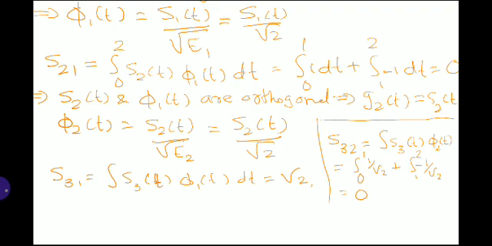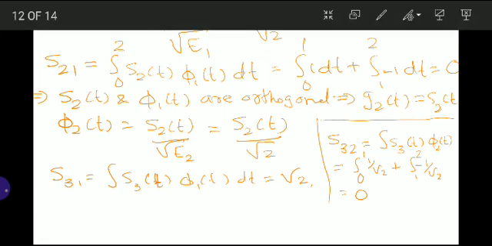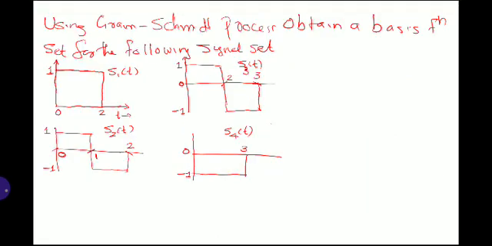The intermediate signal G2 of t is S2 of t itself, because the coefficient S21, the projection of S2 of t on phi 1 of t, is 0. So phi 2 of t is equal to S2 of t by root E2. E2 also has energy 2, so phi 2 of t is S2 of t by root 2.